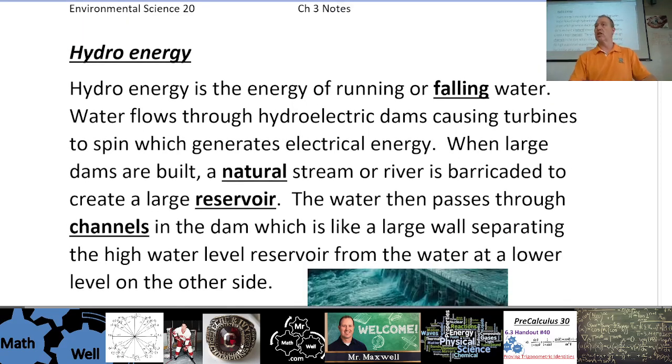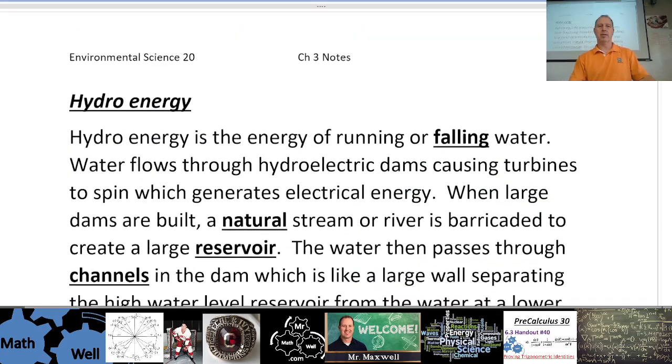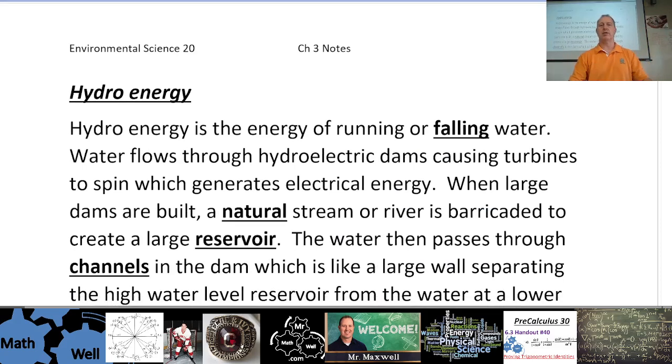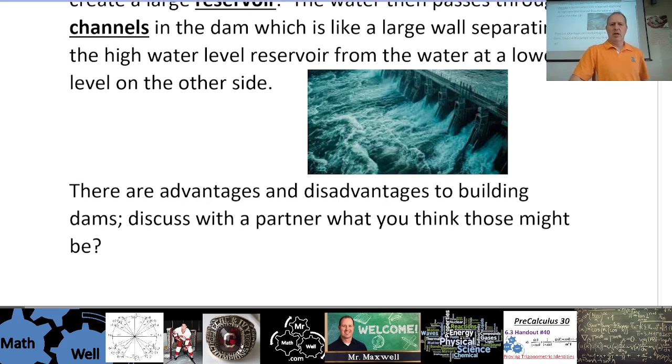Yeah, hydro energy. It's a big deal. What we're going to talk about next is tidal energy, same kind of thing, but it's not built by a dam. So there are advantages and disadvantages to building dams. So take one moment right now and discuss with a partner what you think one advantage and one disadvantage might be. Just take 1 minute to do that. Go.